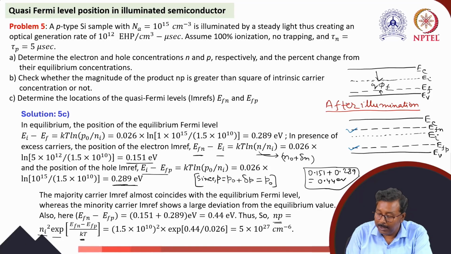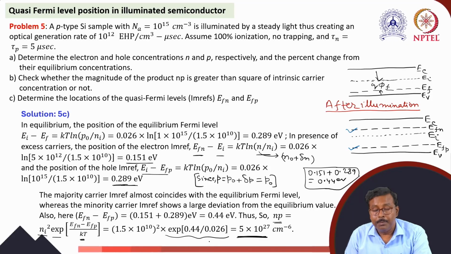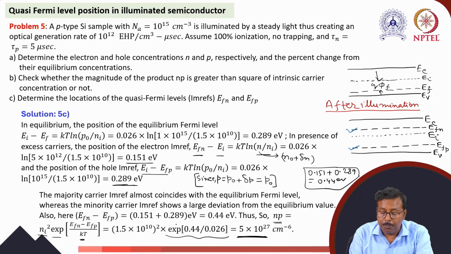Putting this value, the product of NP comes out to be extra than Ni squared by this amount, that is nothing but 5 into 10 to the power 27, which is much greater than the value of Ni squared. And it is the same product value we obtained in part B. So the product NP after generation can be obtained using this formula if you know the position of the quasi-Fermi levels, and if you don't know, then you can calculate delta n and delta P individually, and from that you can determine it.